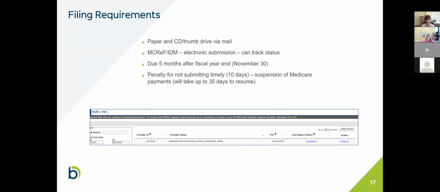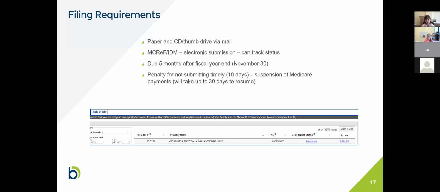So the due date is 5 months after fiscal year end, November 30th. And the filing is required by midnight Eastern time. Sorry, Washington, it's midnight our time. So it provides just a little more time if, at the last moment, something happened that delayed you. So there's a little more time to file.